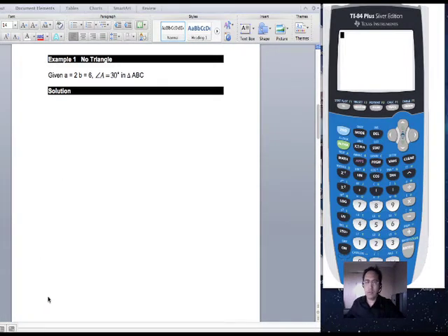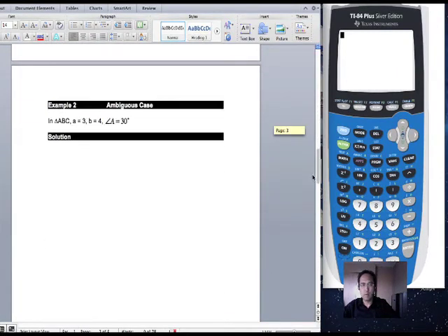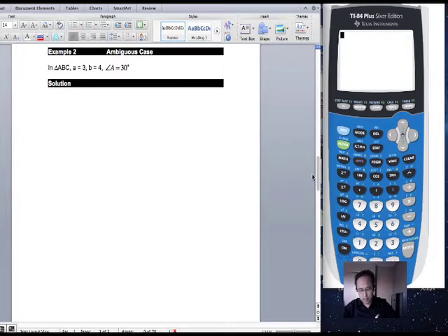Now, I'd like you to take a look at the ambiguous case and how it looks and how you need to solve it. So for the ambiguous case, again, we're just going to sketch it out. We have some information here. I've got triangle ABC. Nowhere does it say it's a right triangle, so we're not going to draw on any right angles here. We know A is 30 degrees, A is 3, B is 4, whoops.